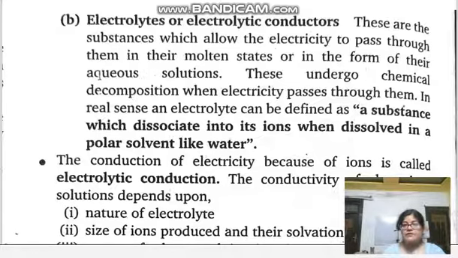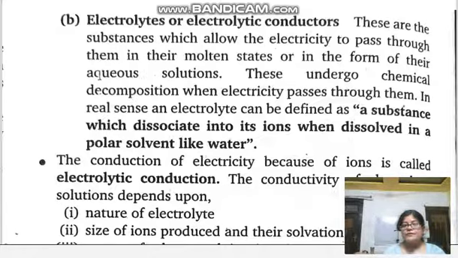Now what are electrolytes? These are the substances which allow electricity to pass through them in their molten state or in the form of their aqueous solution. In the dry state, electricity does not pass through them. For example, if we dissolve sodium chloride in water, this is an aqueous solution, and it conducts electricity. So that's why it becomes an electrolyte. Sodium chloride dissolved in water is generally known as brine solution. So all the electrolytes, that means salts, when they are molten or dissolved in water to form an aqueous solution, become electrolytes and allow electricity to pass through them.